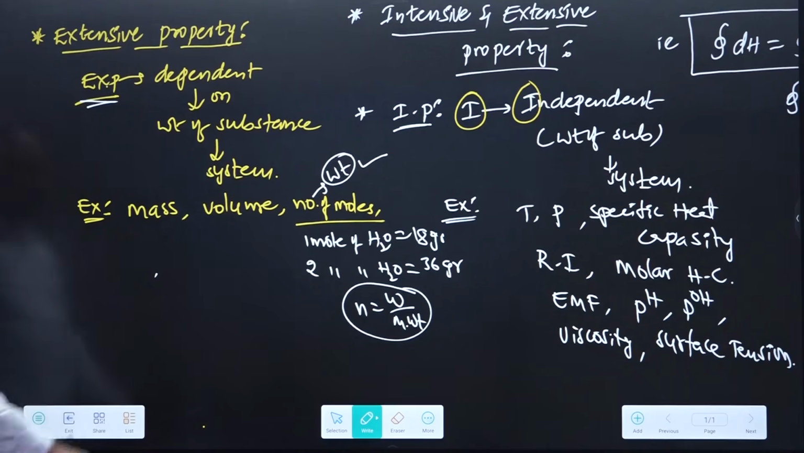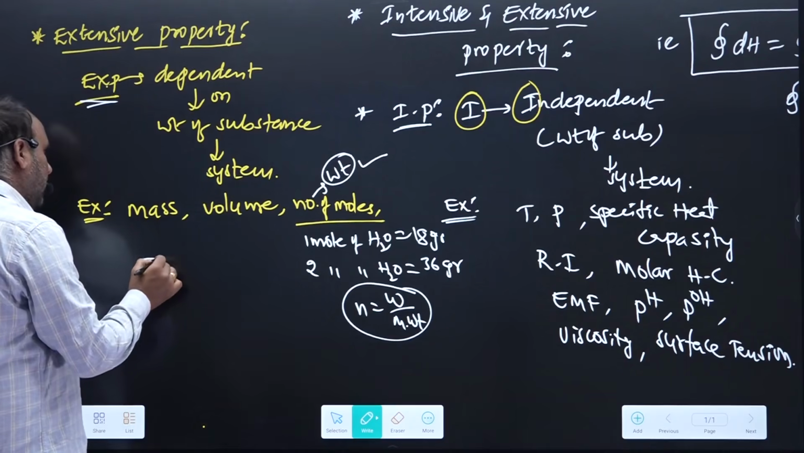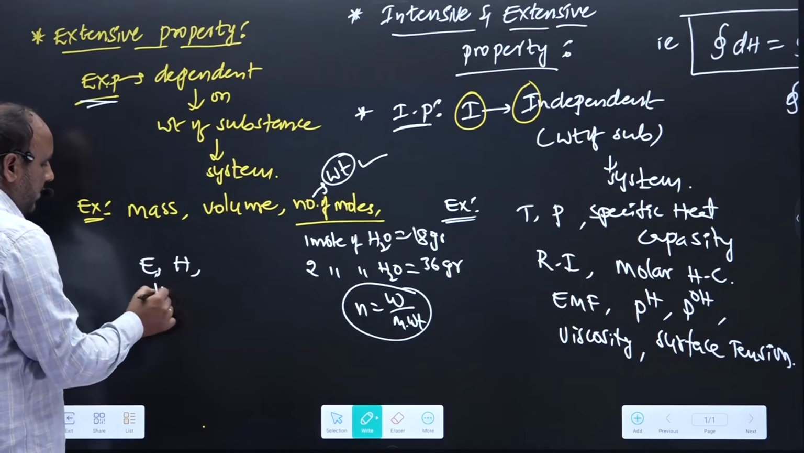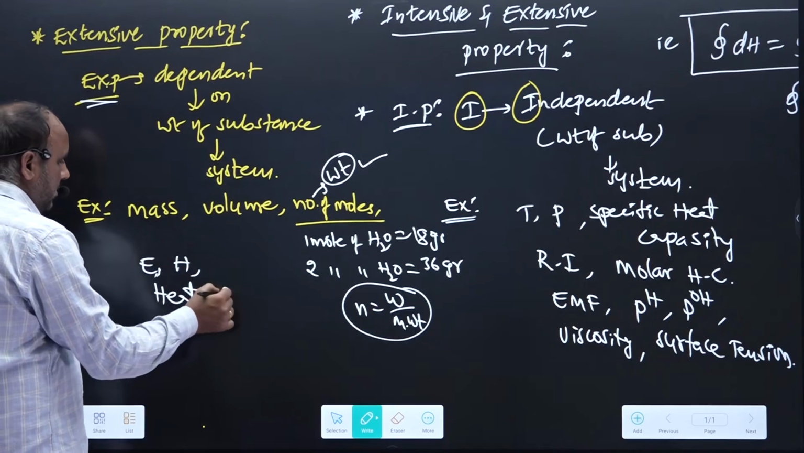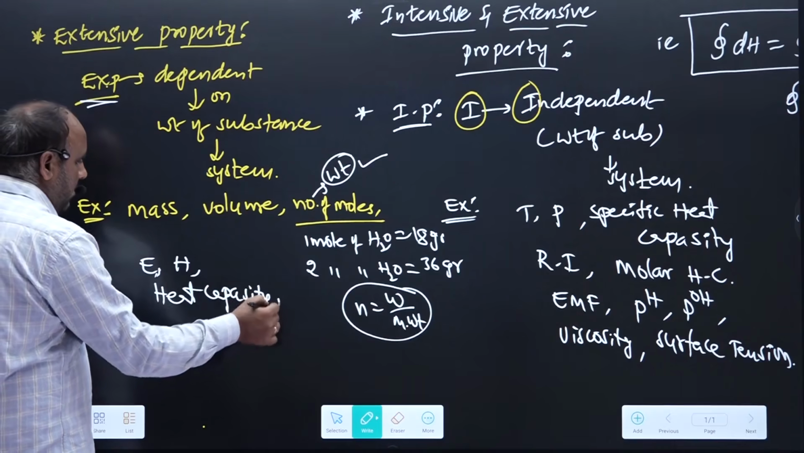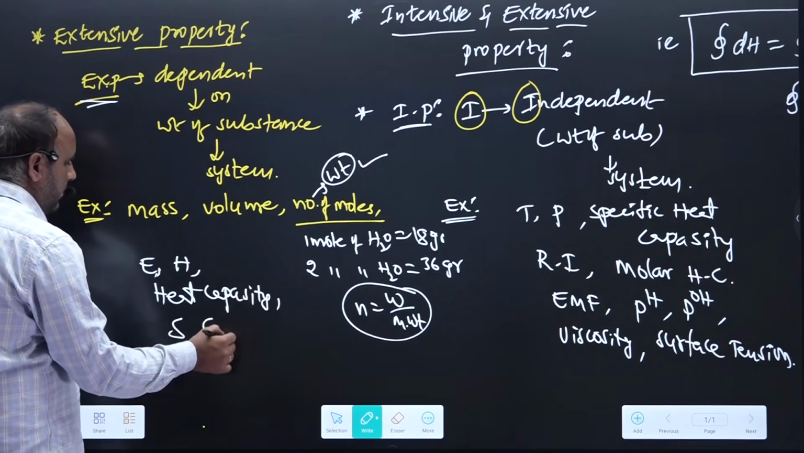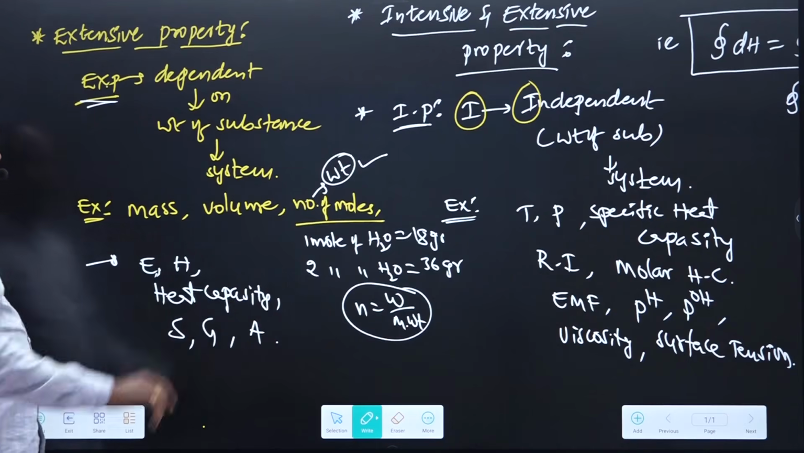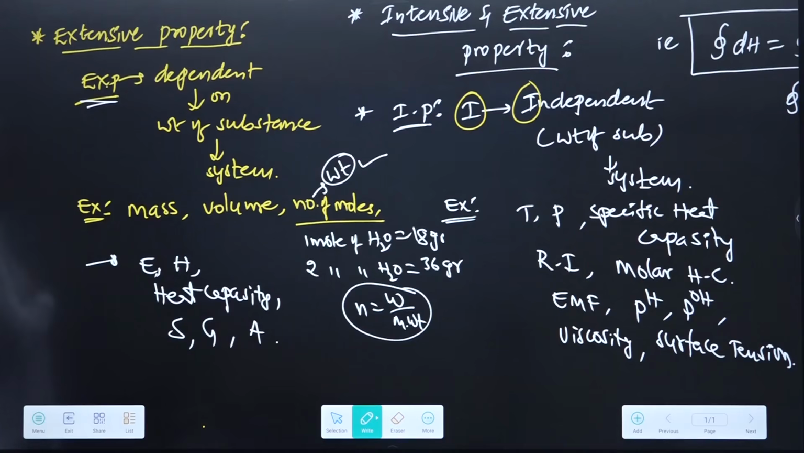Right. Next, internal energy, enthalpy, heat capacity, entropy, Gibbs free energy, Helmholtz energy function. These all are extensive properties. Okay. Intensive and extensive. Right.